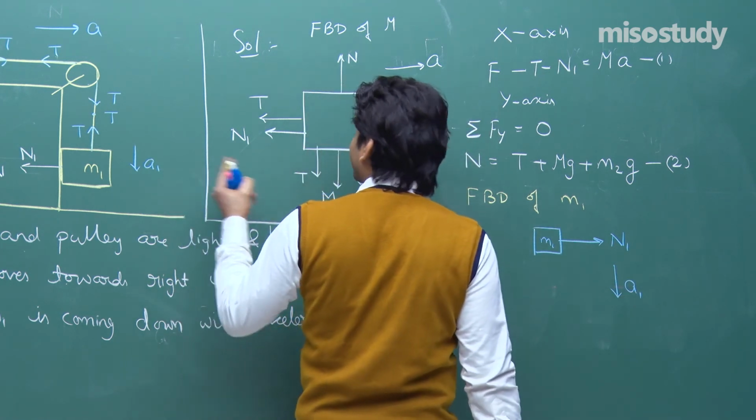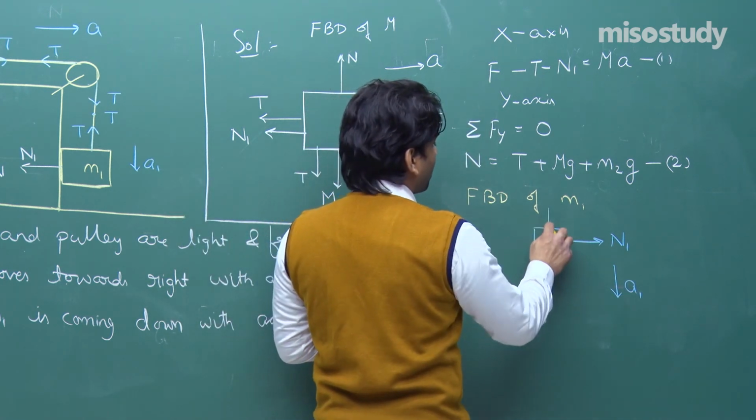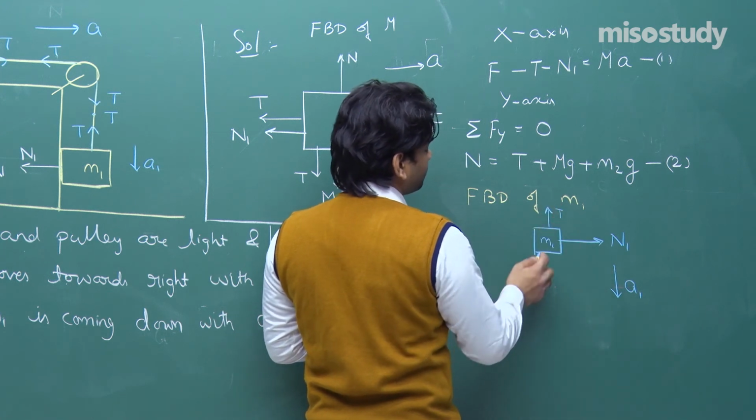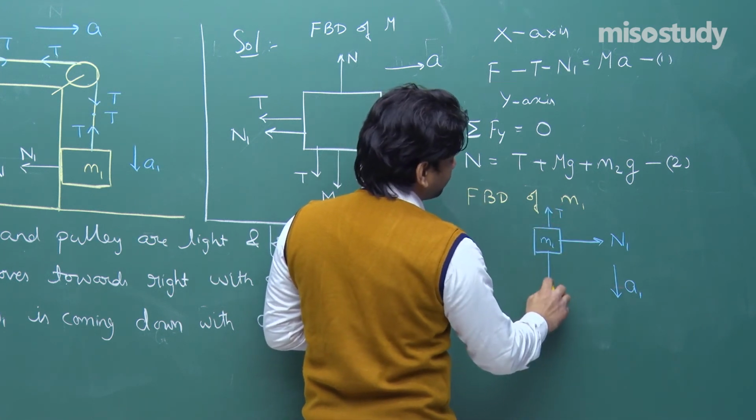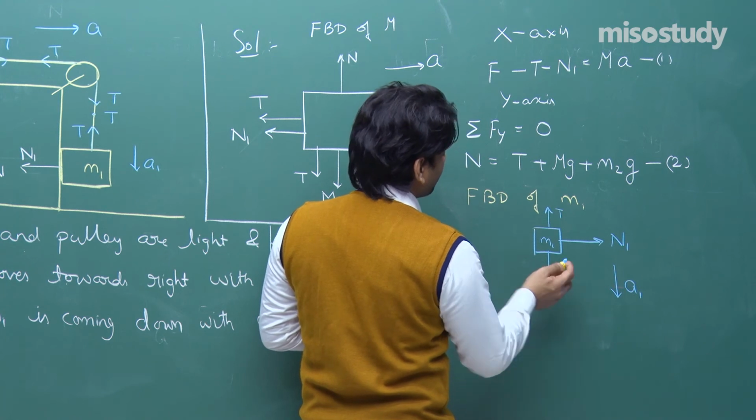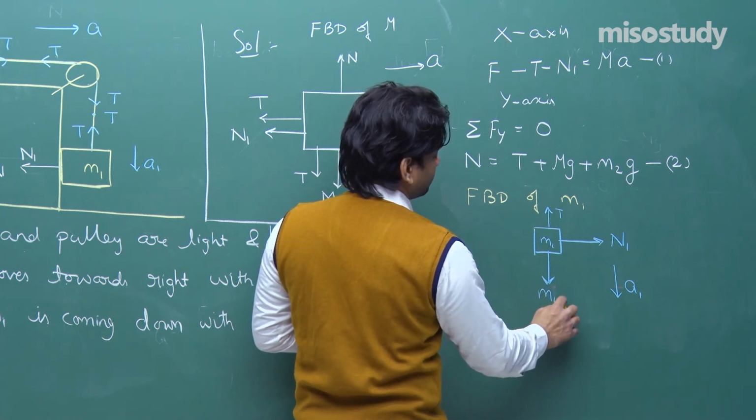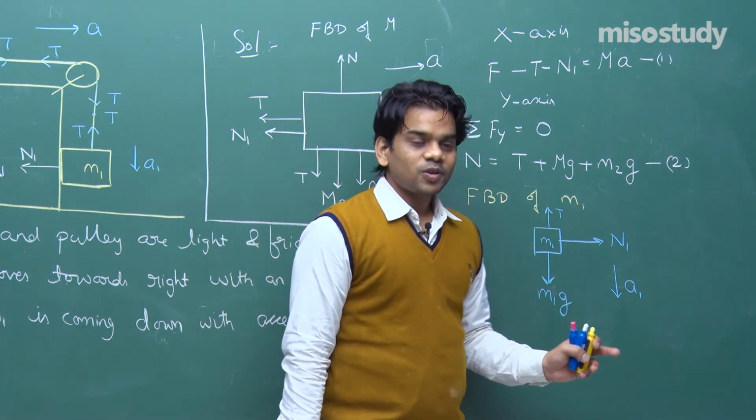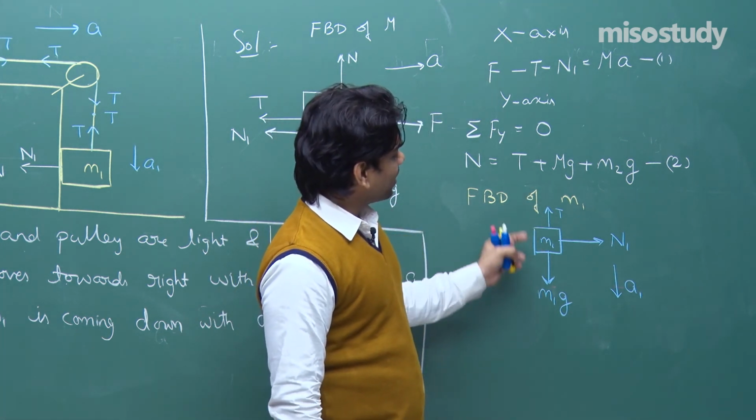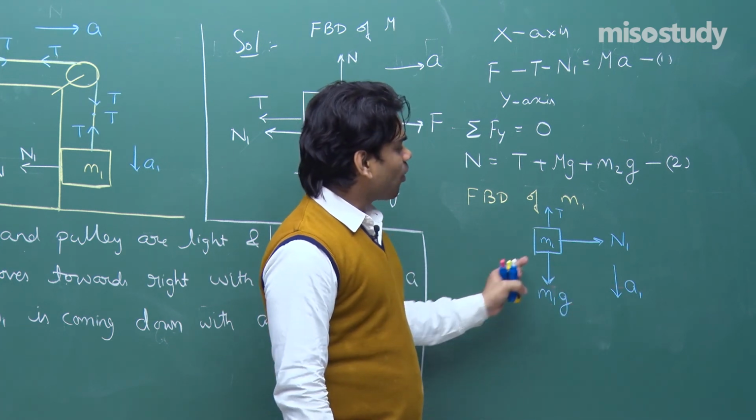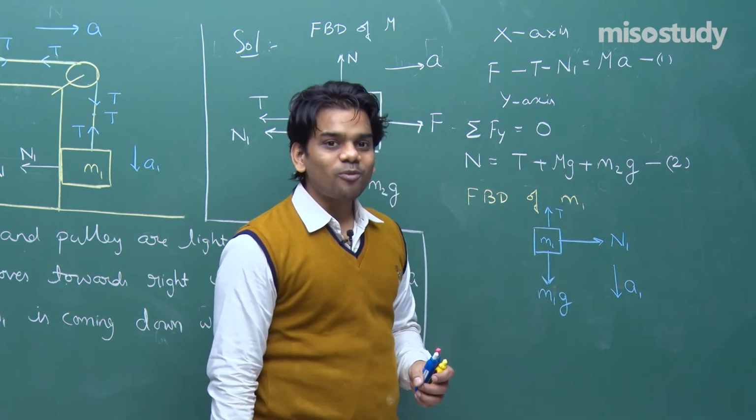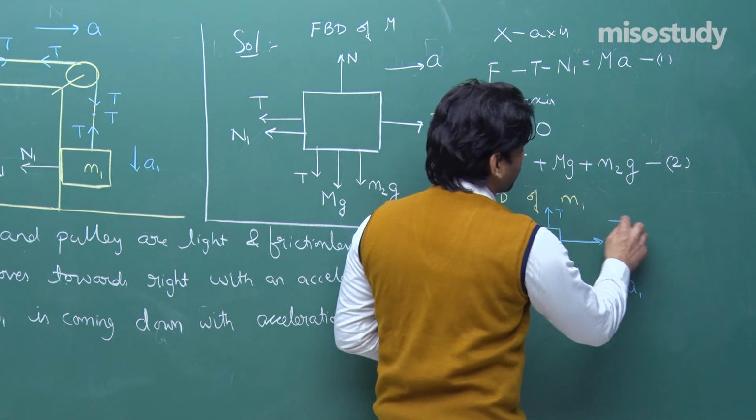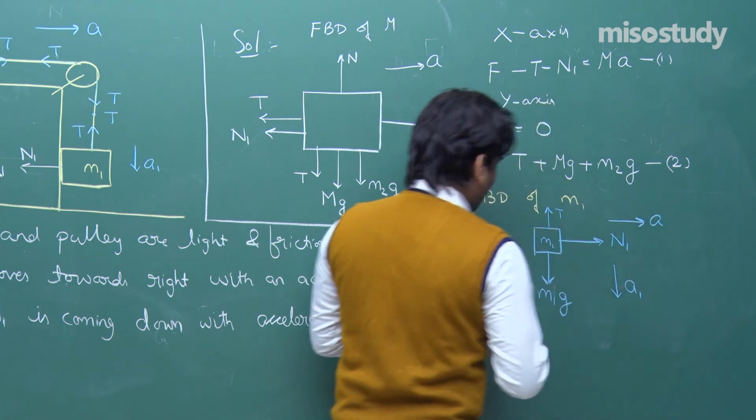Next, you see tension T is acting in the upward direction. Mark tension T acting in the upward direction, and you will be having M1g, its weight, in the downward direction. So along vertical direction, you can see M1g minus T will be equal to M1 into A, and along horizontal direction you can write N1 equals to M1 into A, because this is also moving in the horizontal direction with an acceleration A.